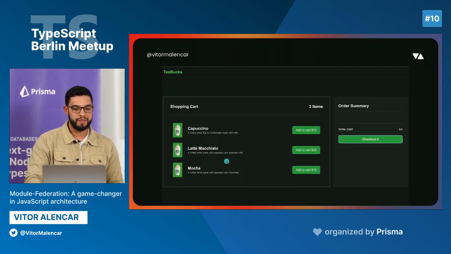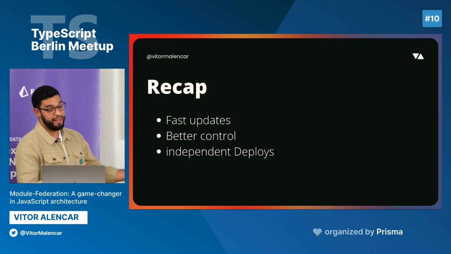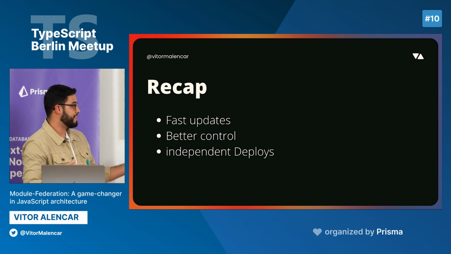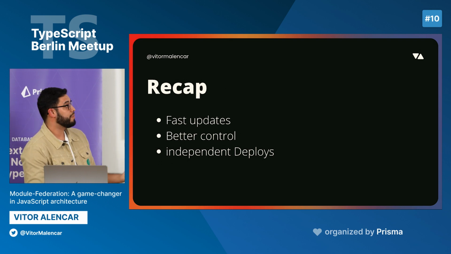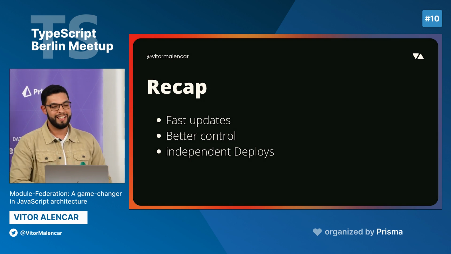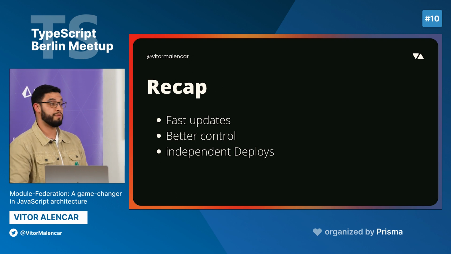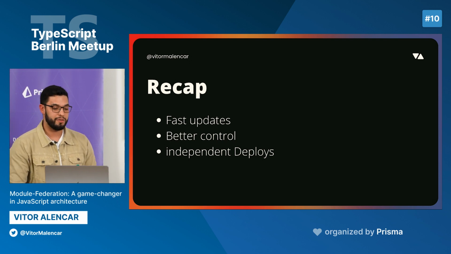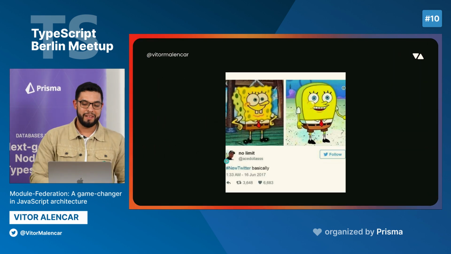Cool. So going back to the slides, we can actually have independent deploys. Now we can have fast updates. We can have better control because you can create a dashboard, for example, and control those things remotely, right? As you just saw, they are coming at runtime. So if you want to, for example, vendor different versions of React, try different buttons and so on, why not? The sky is the limit, okay?